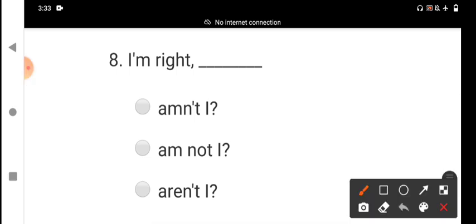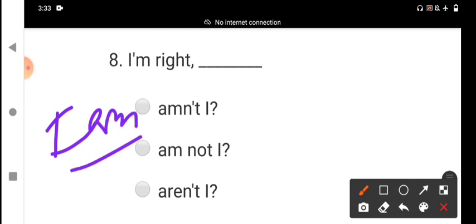Exceptions. What is the exception? I am right. It is in the simple present. I am right means I am. It is the expansion form, a short form. What is the explanation? Statements beginning with I am right, I am.